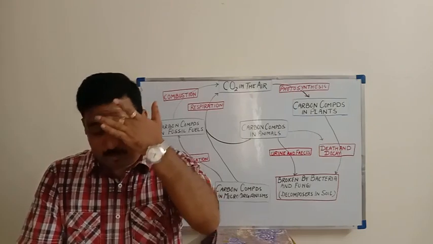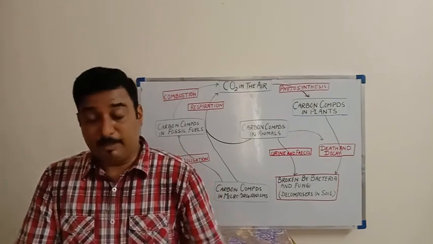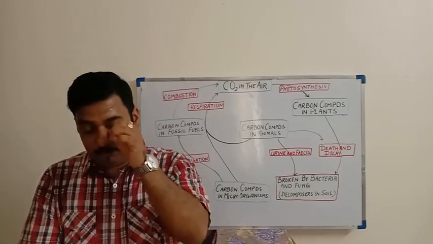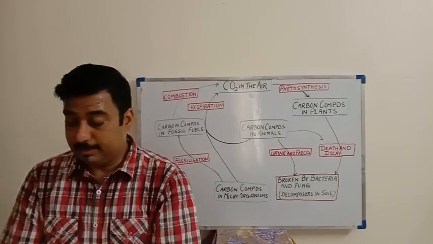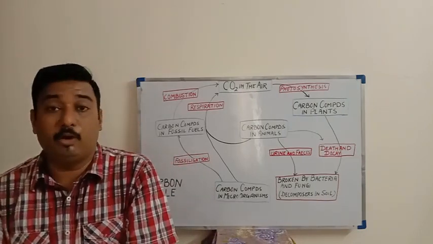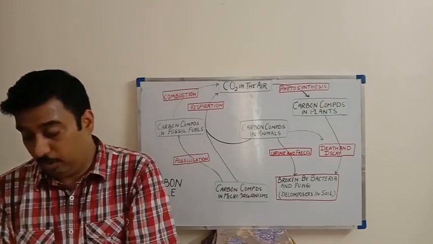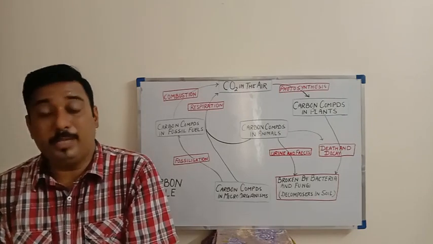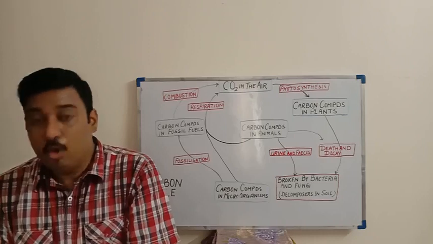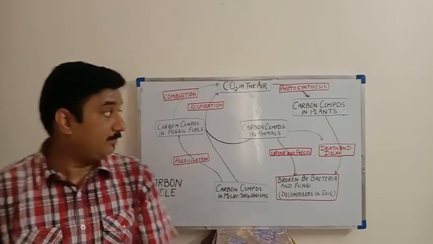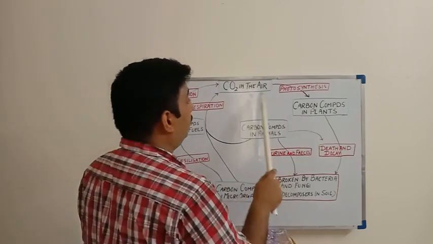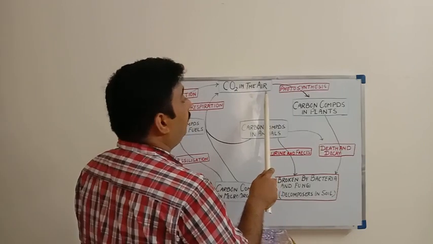So these are the three reservoirs of carbon. Atmosphere is the main reservoir of carbon, and it exists in the form of carbon dioxide. Some carbon dioxide is also available in the form that is dissolved in water. Most of the carbon dioxide will enter the living world through photosynthesis.